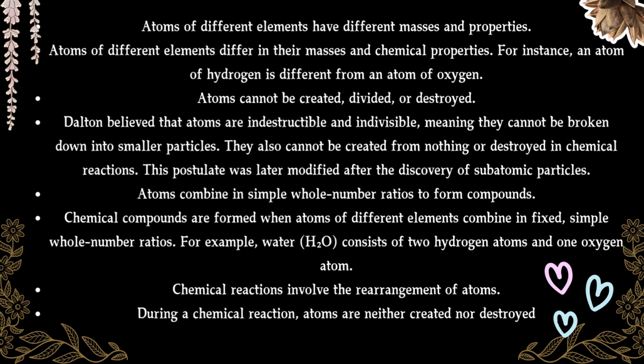Now the fifth point is that atoms combine in simple whole number ratios to form compounds. Chemical compounds are formed when atoms of different elements combine in fixed simple whole number ratios. For example, the ratio in water, H2O, will be 2:1 because there are two atoms of hydrogen and one atom of oxygen. This is why they are in fixed proportions.